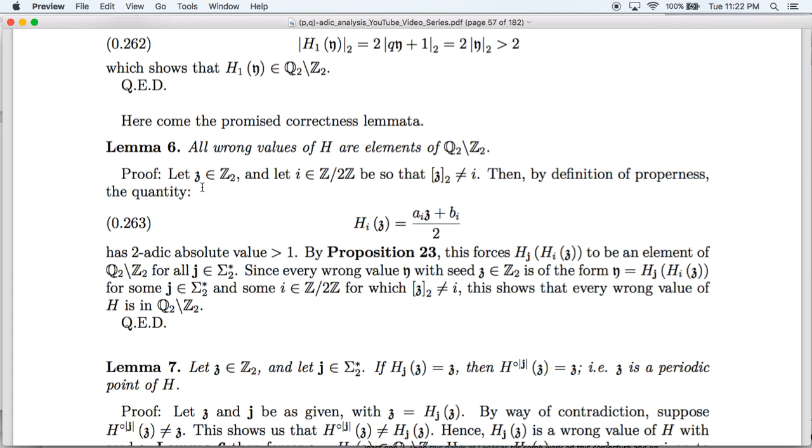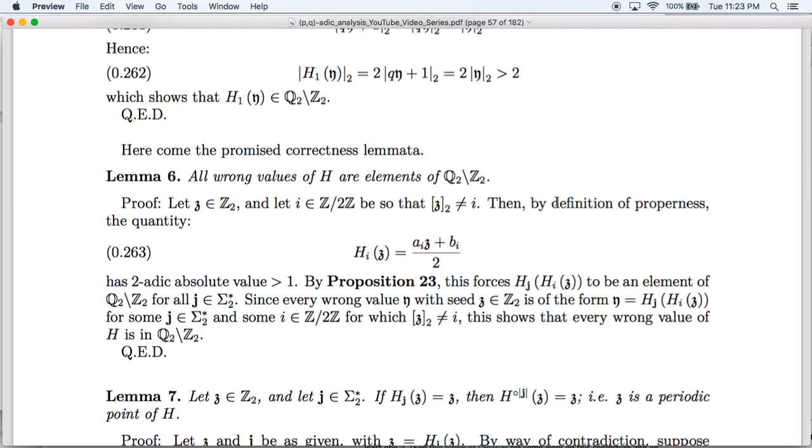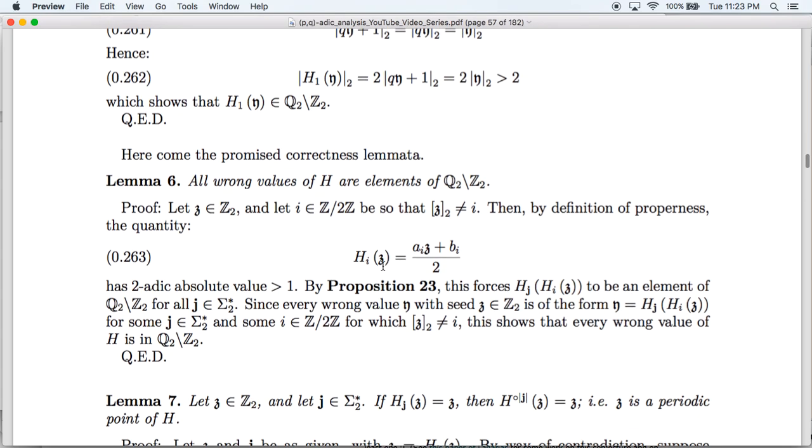So let Z be a q-adic integer, let I be either 0 or 2, and suppose that I is not the value of Z mod 2. Then, by the definition, as we saw right here, this is going to have absolute value greater than 1. I'll explain this. Since this is the wrong map, this is going to end up having a q-adic absolute value greater than 1.